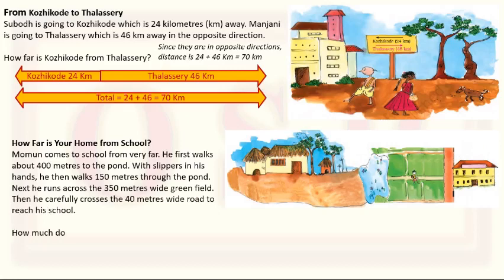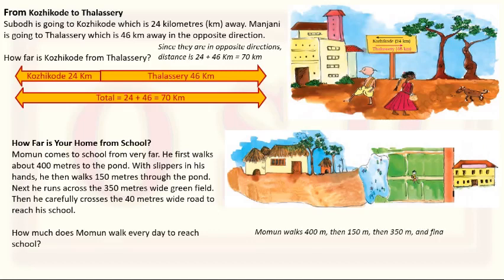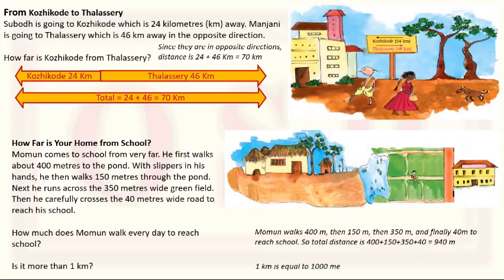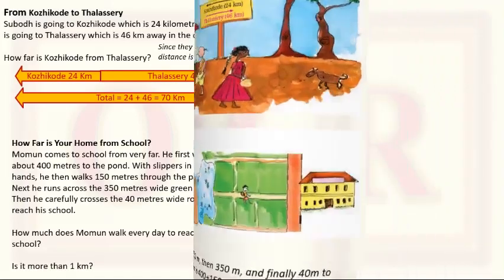Okay, how much does Moman walk every day to reach school? So you have to sum all these, right? Moman walks 400 meters, then 150 meters, then 350 meters, and finally 40 meters to reach his school. So the total distance is 400 plus 150 plus 350 plus 40, 940 meters. Is it more than 1 kilometer? Now 1 kilometer is equal to 1000 meters. So the distance is not more than 1 kilometer.